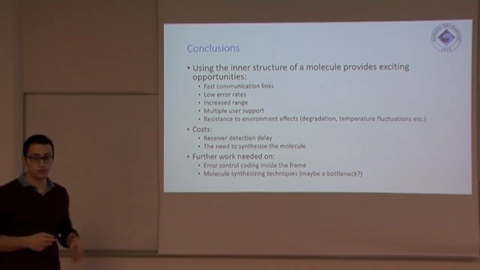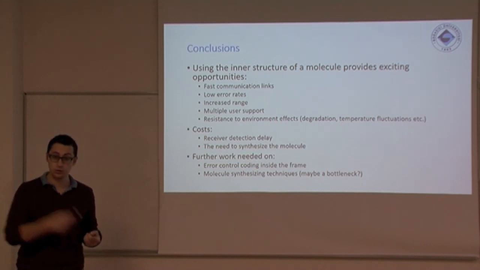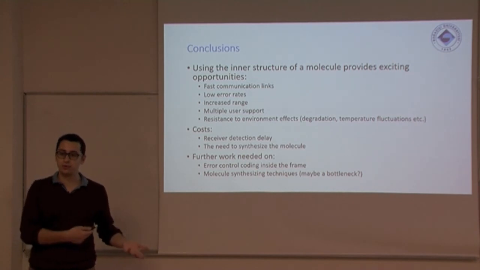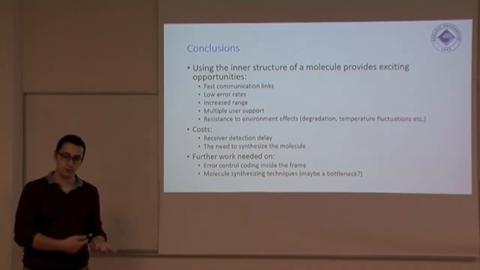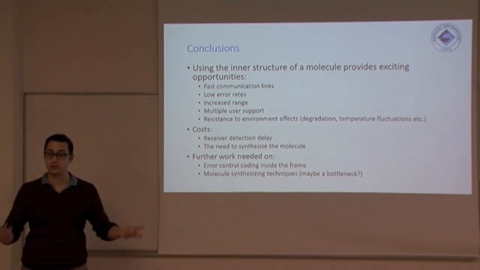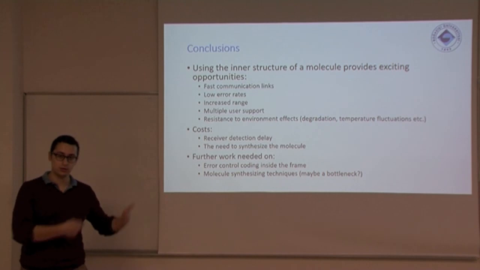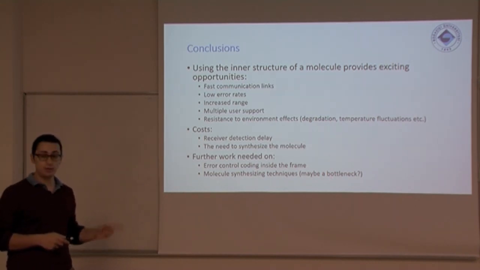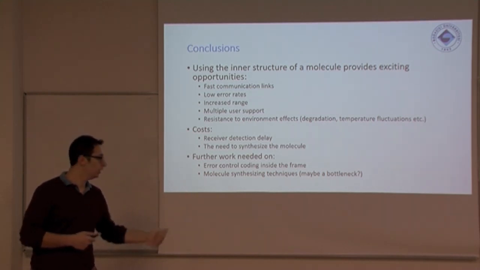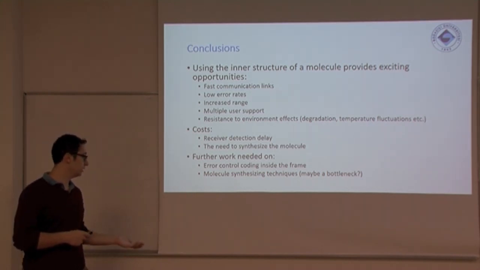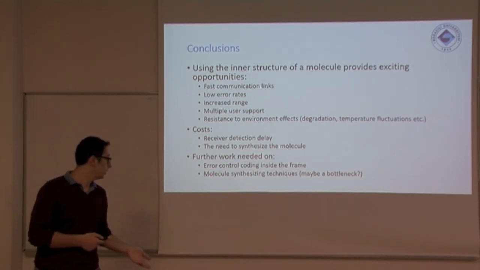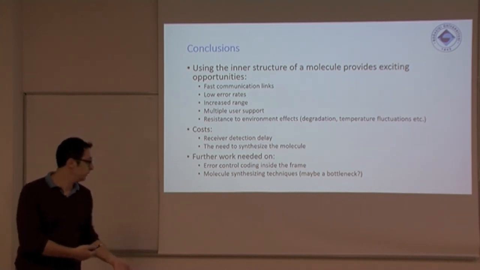And of course, there's the need to synthesize the molecule. We're trying to encode the bits inside the molecule, and maybe the best supportive research for this work would be finding a way to manipulate DNA molecules or synthesize amino acid chains effectively enough that we can use this in communication. So this may be a bottleneck. We're finding the communication theoretic optimal point here, but there may be a bottleneck due to molecular synthesis techniques and their speed.